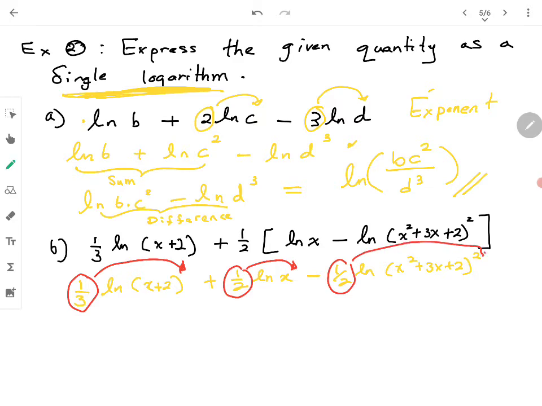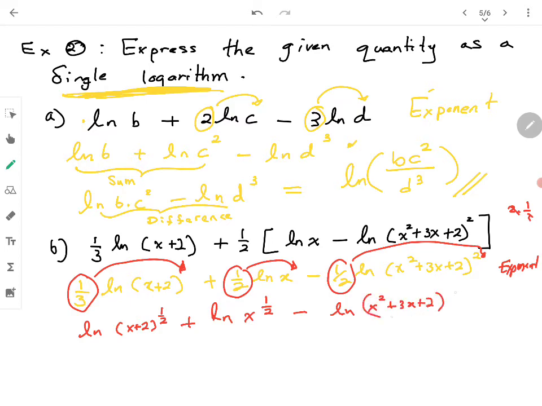Get rid of all the constants in front. Move them to the exponent position. So this becomes ln x plus 2 to the half plus ln x to the half minus, you already have an exponent 2 times half, so that becomes 1. So ln x squared plus 3x plus 2, because there's already 2, you multiply it by half, so the 2's cancel, you have just 1.